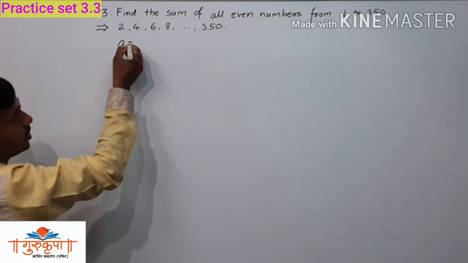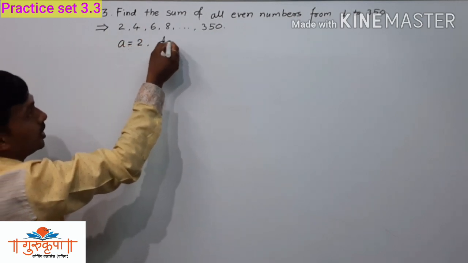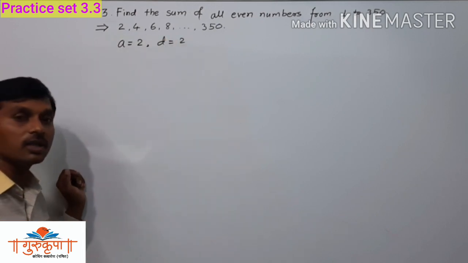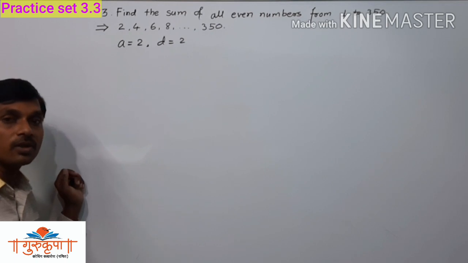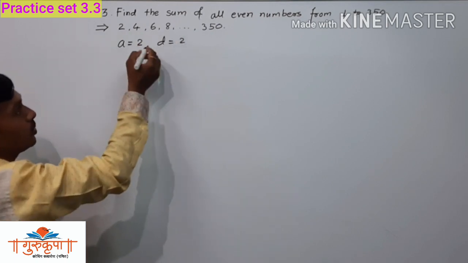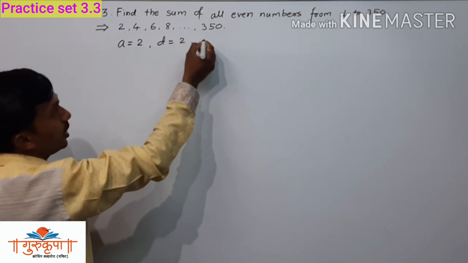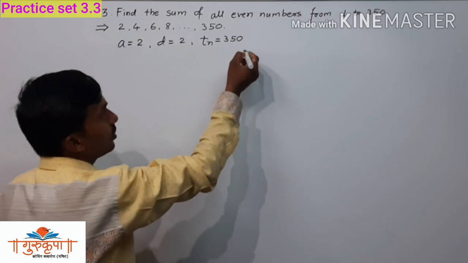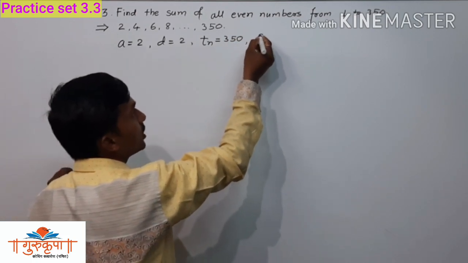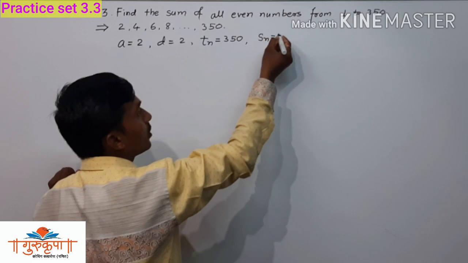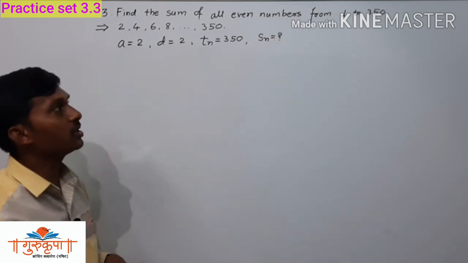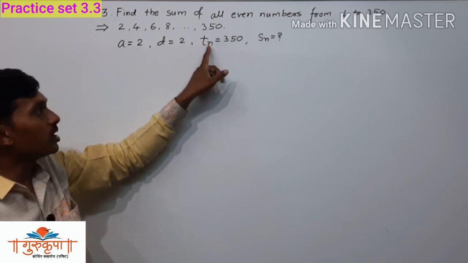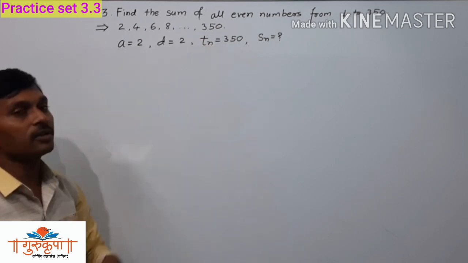That is, we have first term A is equal to 2. Then we have D is equal to also 2, since all the numbers are even numbers, and we know that there is the difference of 2 between two consecutive even numbers. So we have A is equal to 2, D is equal to 2, we have Tn is equal to 350, and we have to find Sn, that is the sum of the n terms. This is the nth term of AP. We didn't know, so we consider it as nth term, and now we have to find n.